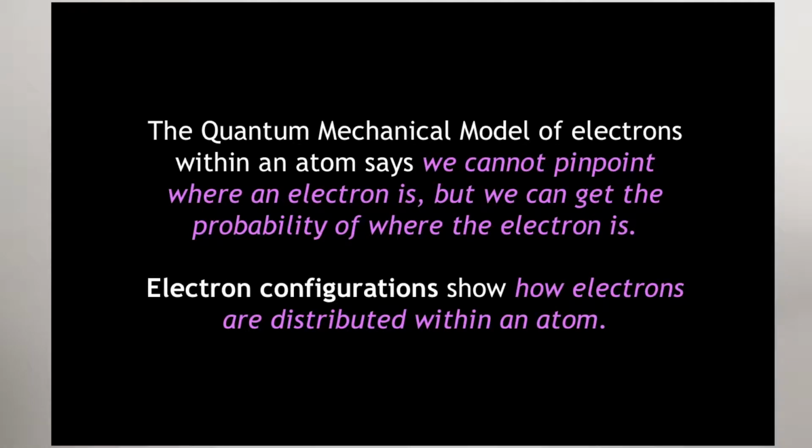So we've all heard about the quantum mechanical model. It's the model that has replaced the Bohr-Rutherford model, the one with the rings around it. But we can't pinpoint where the electron is, but we have a probability of where the electron is. And remember, that was done by a mathematical equation, thanks to Schrodinger. Electron configurations show how electrons are distributed within an atom. So it's basically an electron's address within an atom. That's all electron configuration is.